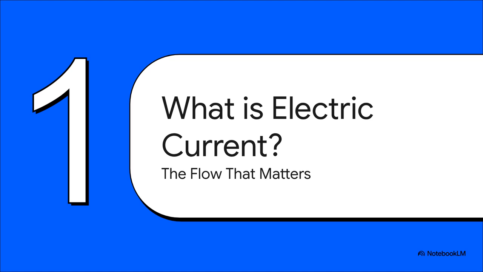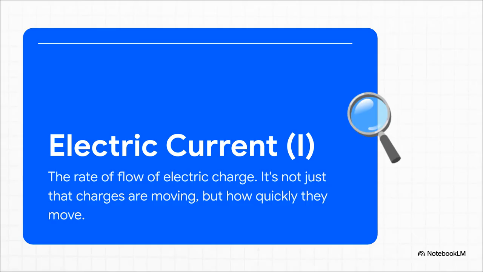So, first things first, we throw around the word current all the time, right? But what does it actually mean? In the world of physics, it's a very, very specific idea. And the key word here, the one you really need to remember, is rate. It's not just that electric charges are moving. What matters is how many charges are flowing past a certain point in a certain amount of time. That speed, that rate of flow, that's current.